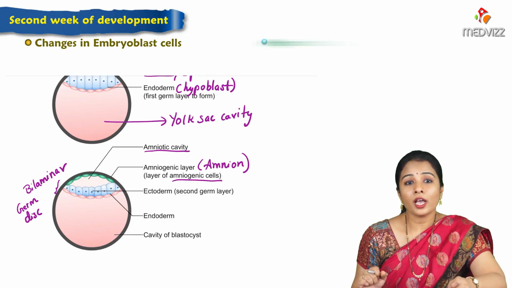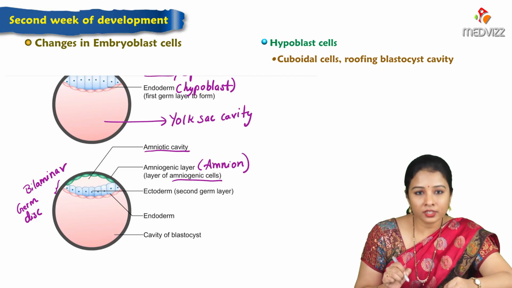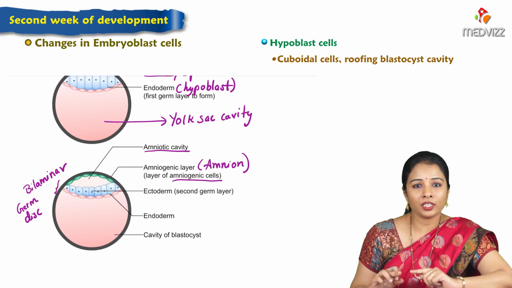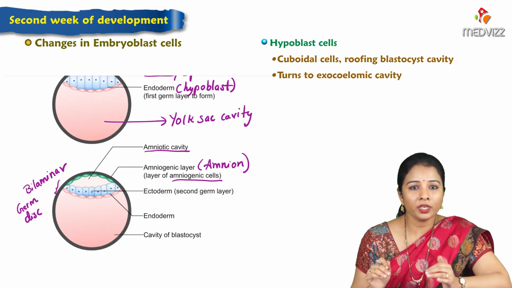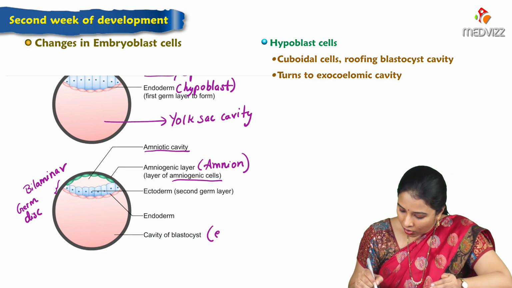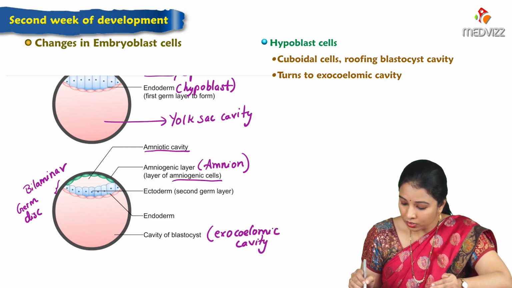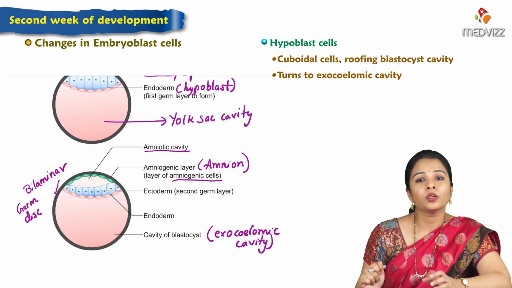So next about the hypoblast cells. Hypoblast cells, here they are the cuboidal cells, and the cuboidal cells which roof the blastocyst cavity turn to form the exocoelomic cavity. And now this blastocyst cavity is called as exocoelomic cavity, which later turns to yolk sac cavity. So how it turns, we will see now.